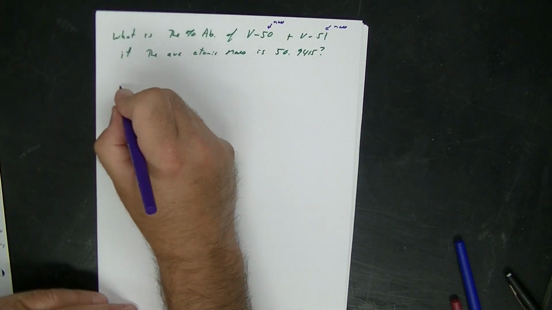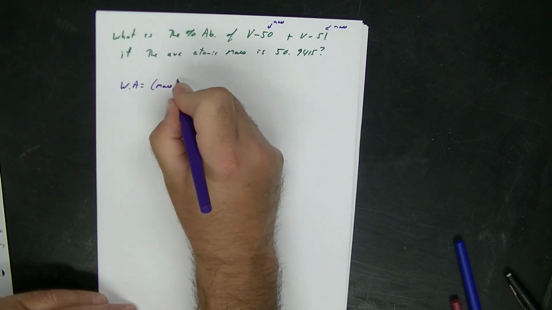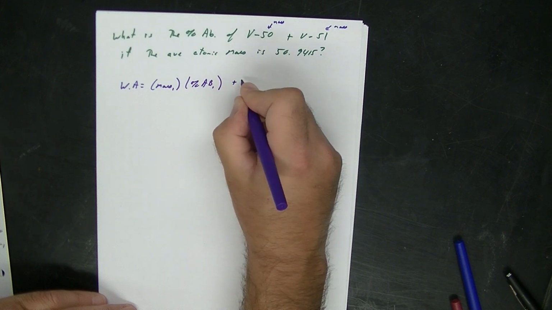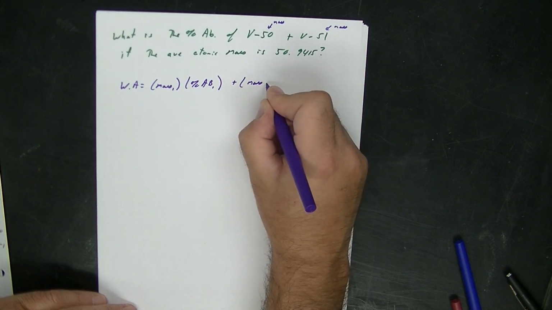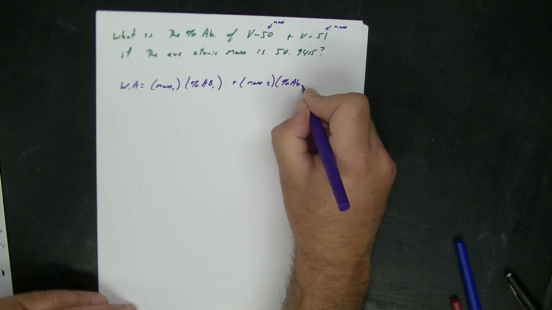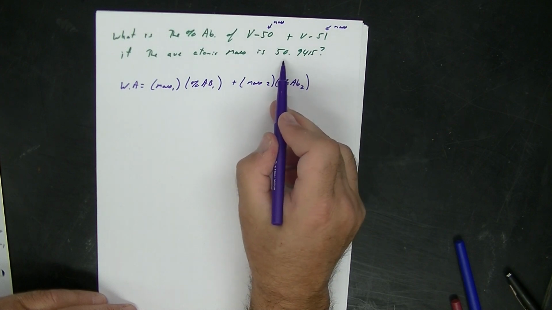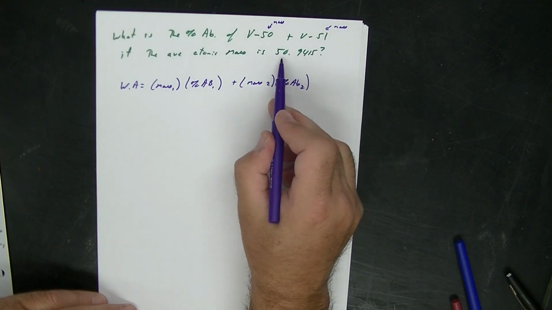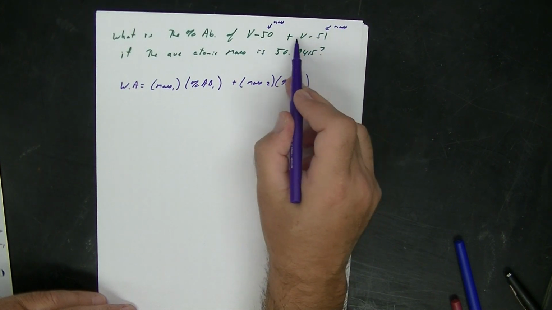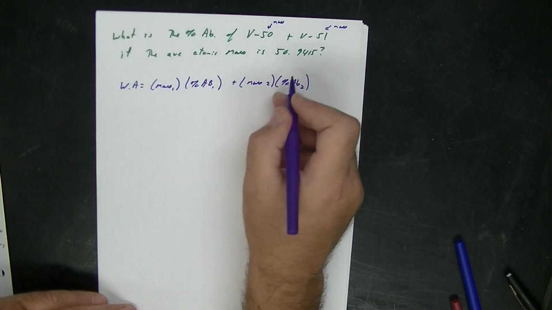If we look at our formula, weighted average equals the mass of the first times the percent abundance of the first, plus the mass of the second times the percent abundance of the second. Now, just by looking at the average atomic mass, we know which one there's going to be more of. This is pulled way up towards 51, so most of this has to be vanadium-51. So now we just substitute.